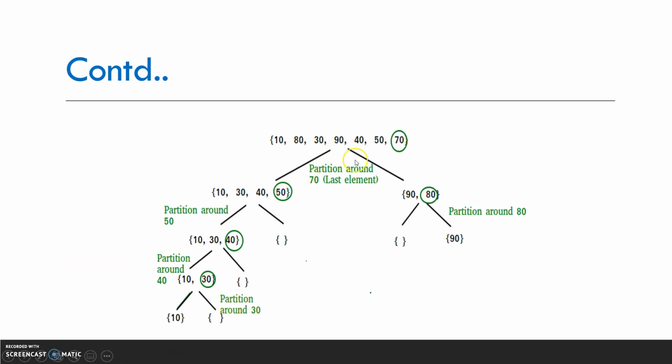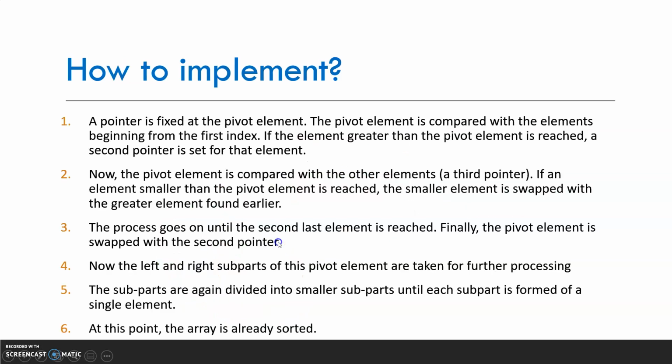So we can see from this diagram that in this array we are taking the last element as the pivot point. After that we are just taking all the smaller elements to the left side and the bigger elements to the right-hand side. Then again we will partition each of the subarrays into some subarrays by taking a pivot point, and it goes on. So now let's see how we can implement this concept using a program.